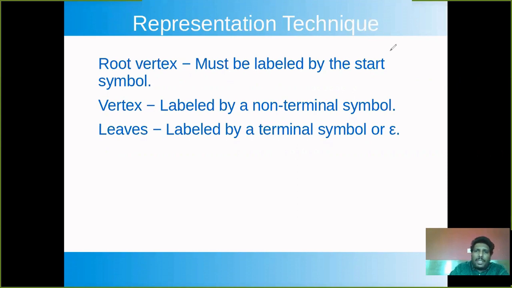So the representation technique involves many things. First we need to write the root vertex. The root node must be labeled by the start symbol. We'll see the example and you will understand more clearly. Just remember these three very important things when you are representing the tree. Vertices are labeled by non-terminal symbols and leaves are labeled by terminal symbols, or epsilon if you do not have any terminal symbol. So these are the three things we mainly need to have when representing a tree.